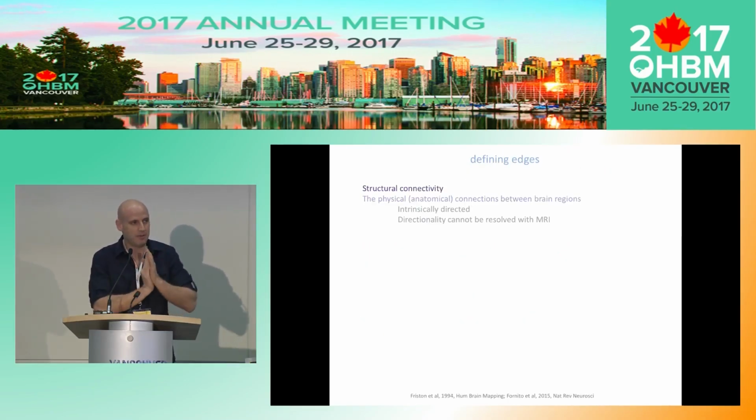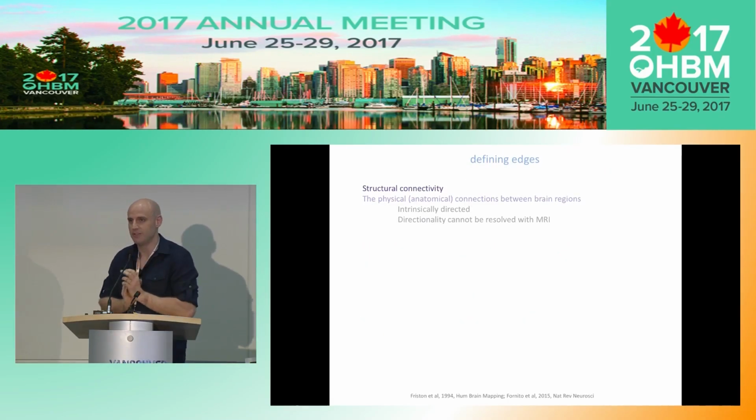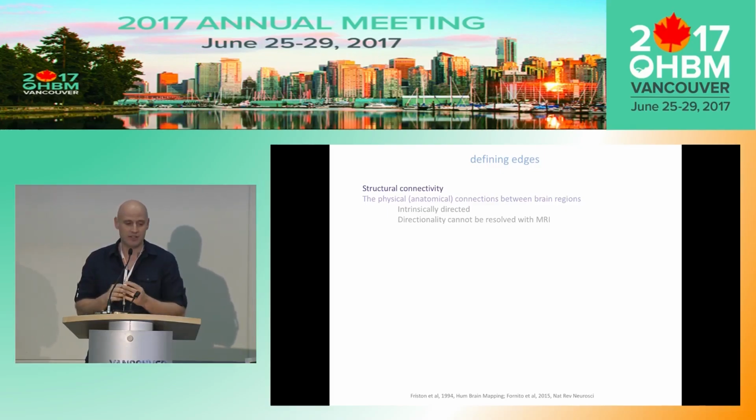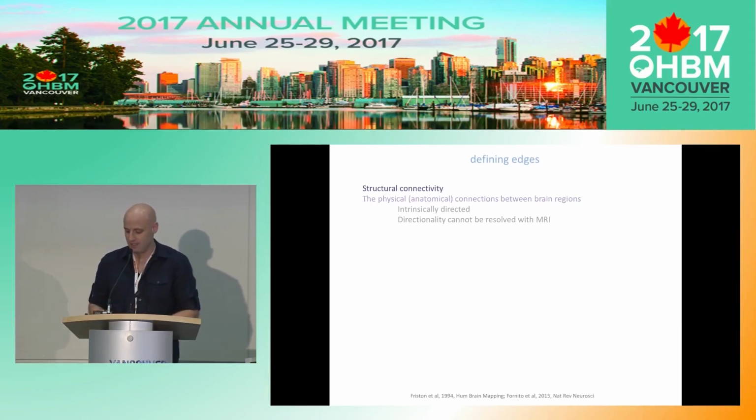But assuming we're happy with our node definition, the next step is to define our edges. And so in the brain, we're talking about different measures of connectivity. And broadly, there's three classes of connectivity in the brain. So there's structural connectivity, which refers to the physical or anatomical connections between brain regions. This is intrinsically directed, so each axon has a source and a target, but commonly with imaging we can't resolve that directionality, so we can only tell where connections might be present in the brain.